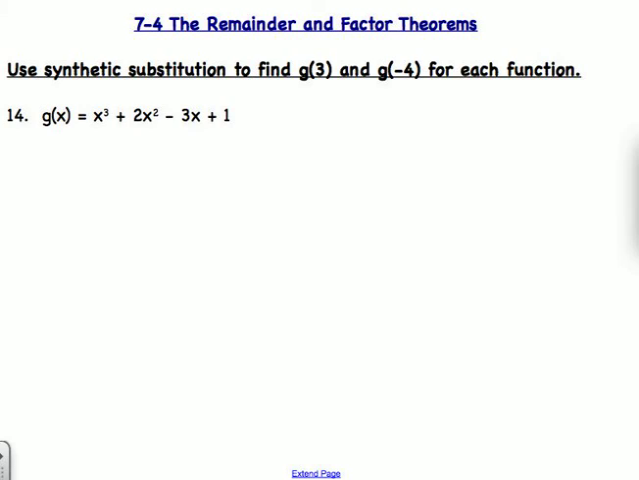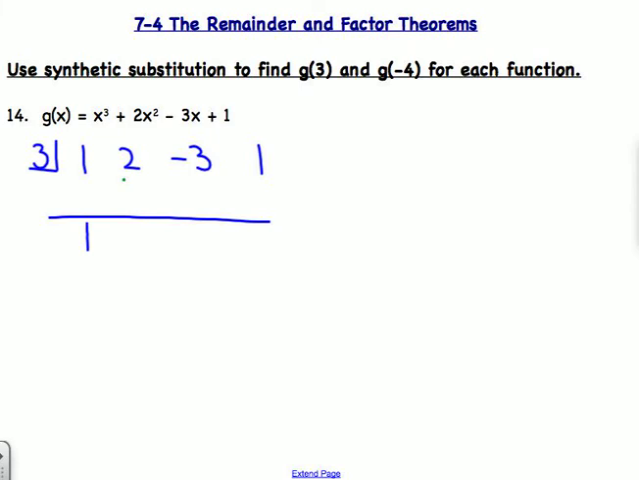Section 7-4 is on the remainder and factor theorems. For number 14, you are to use synthetic substitution to find g of 3 and g of negative 4 for each function. So what you do is you put 3 in the box for synthetic division, use your leading coefficients in the polynomial, skip a line, draw a line, bring down the 1.